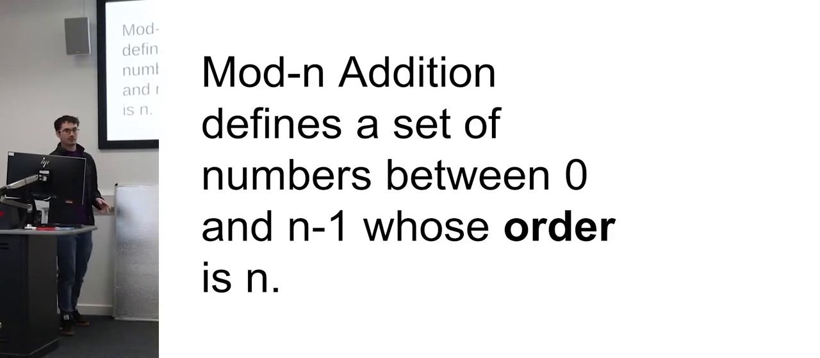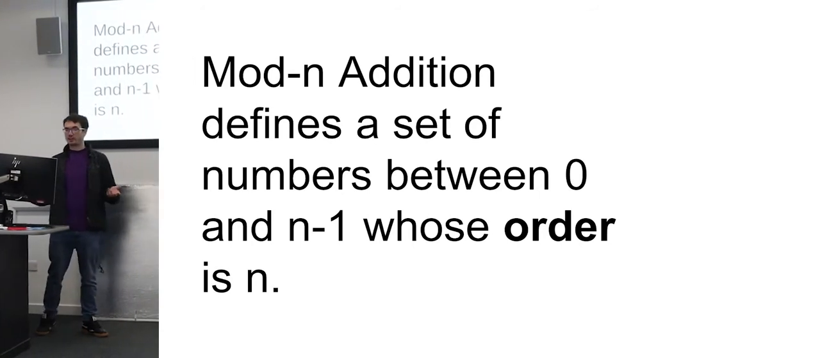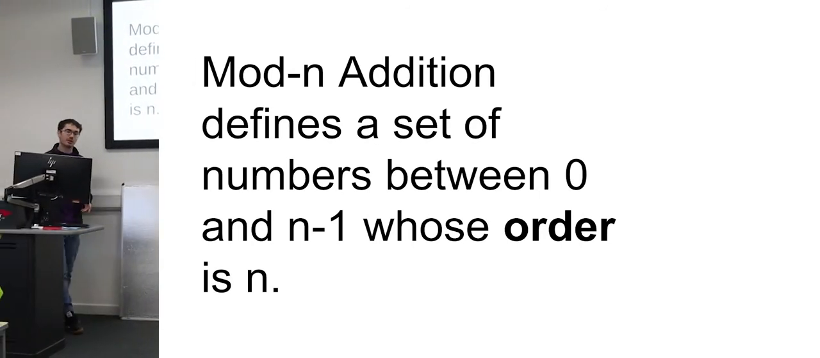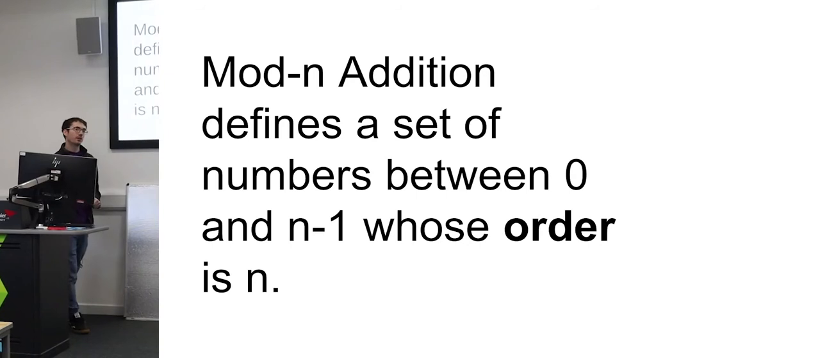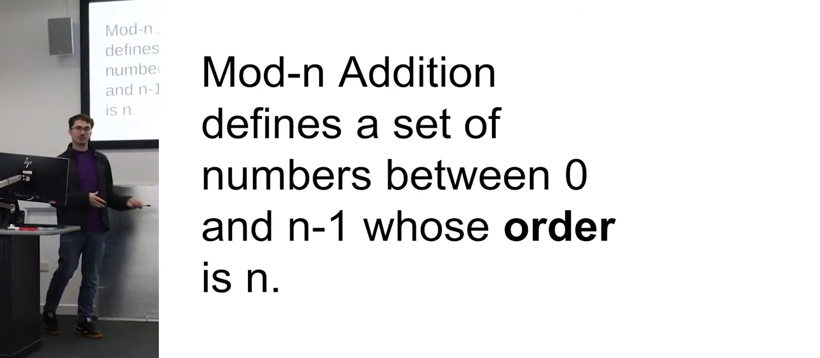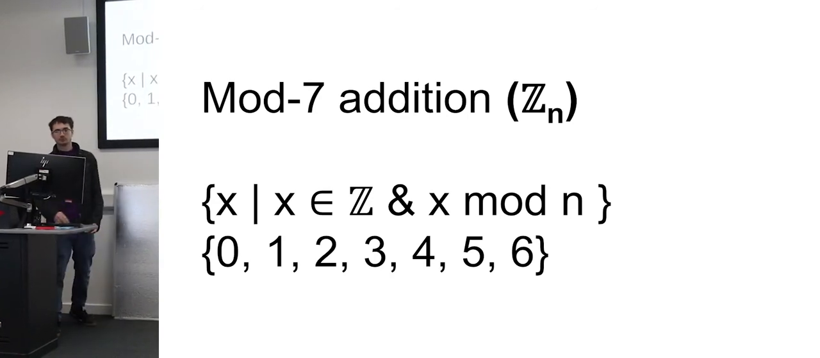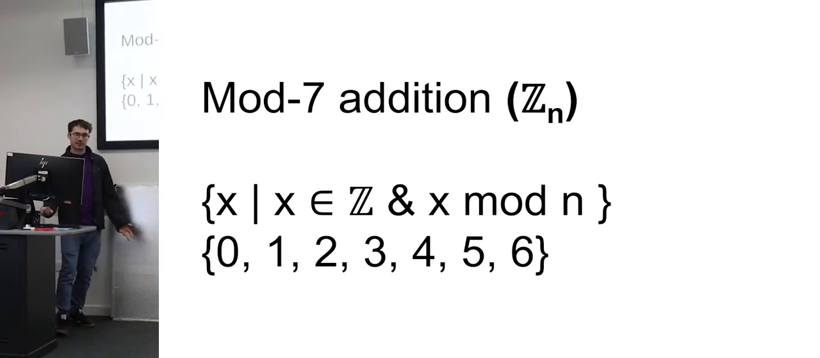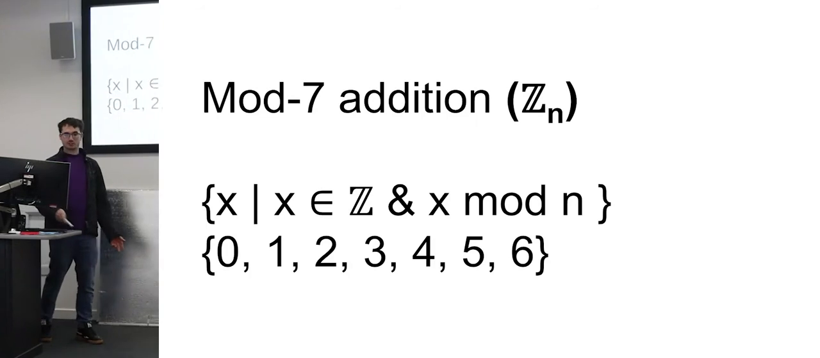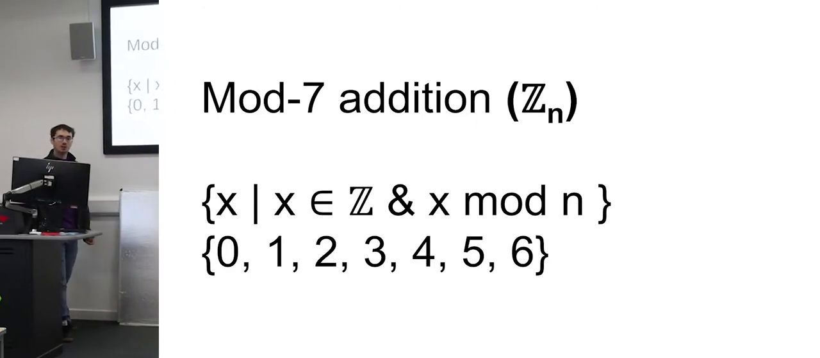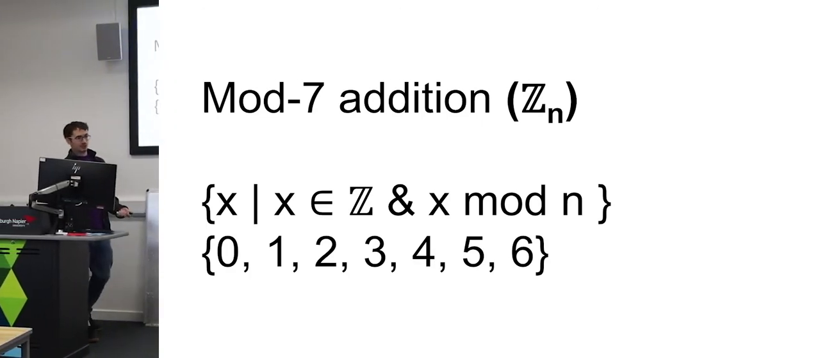Yeah, and that's basically just a way of saying it. Mod n addition defines this set of numbers between 0 and n minus 1 with the order n. So the number of elements is n. Yeah, so here's another fancy way of doing that notation. I guess that mod n should be 7, but you get the picture.